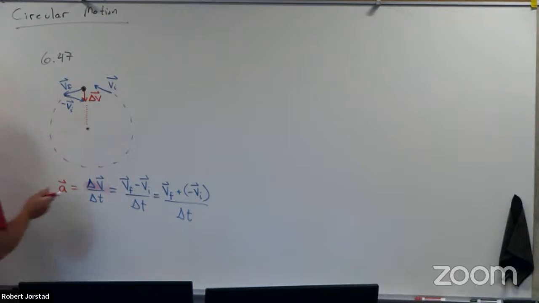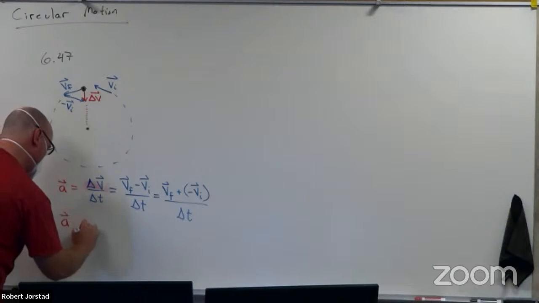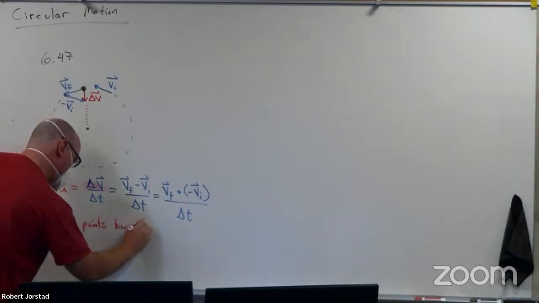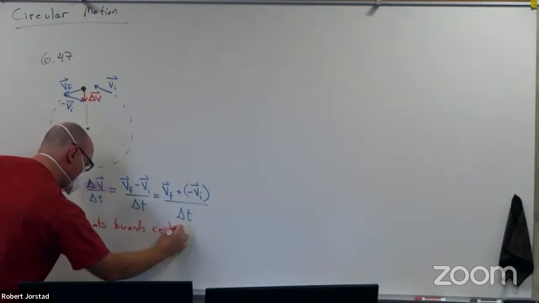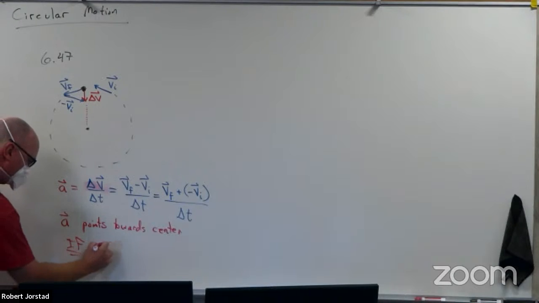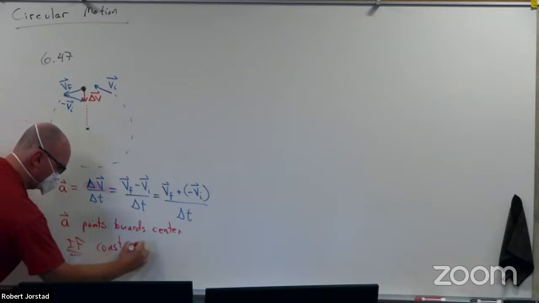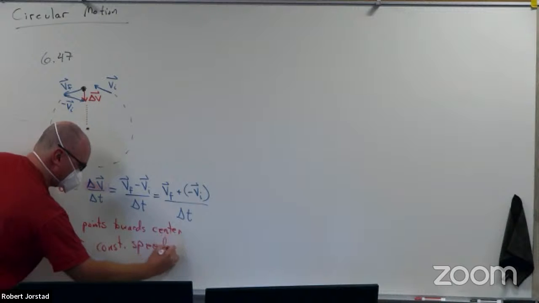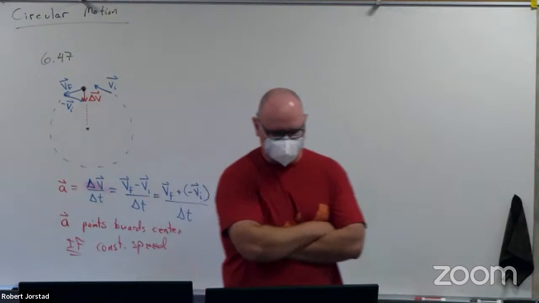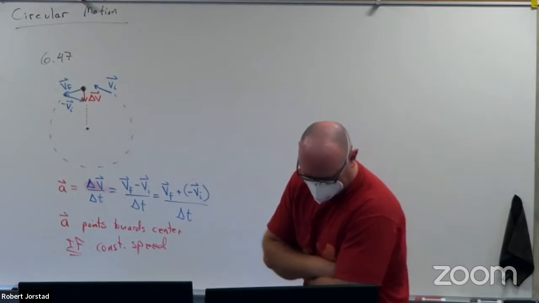All right. There's a big if here. If constant speed. So if you have constant speed, acceleration points towards the center. So far, so good? Look at 6.48.